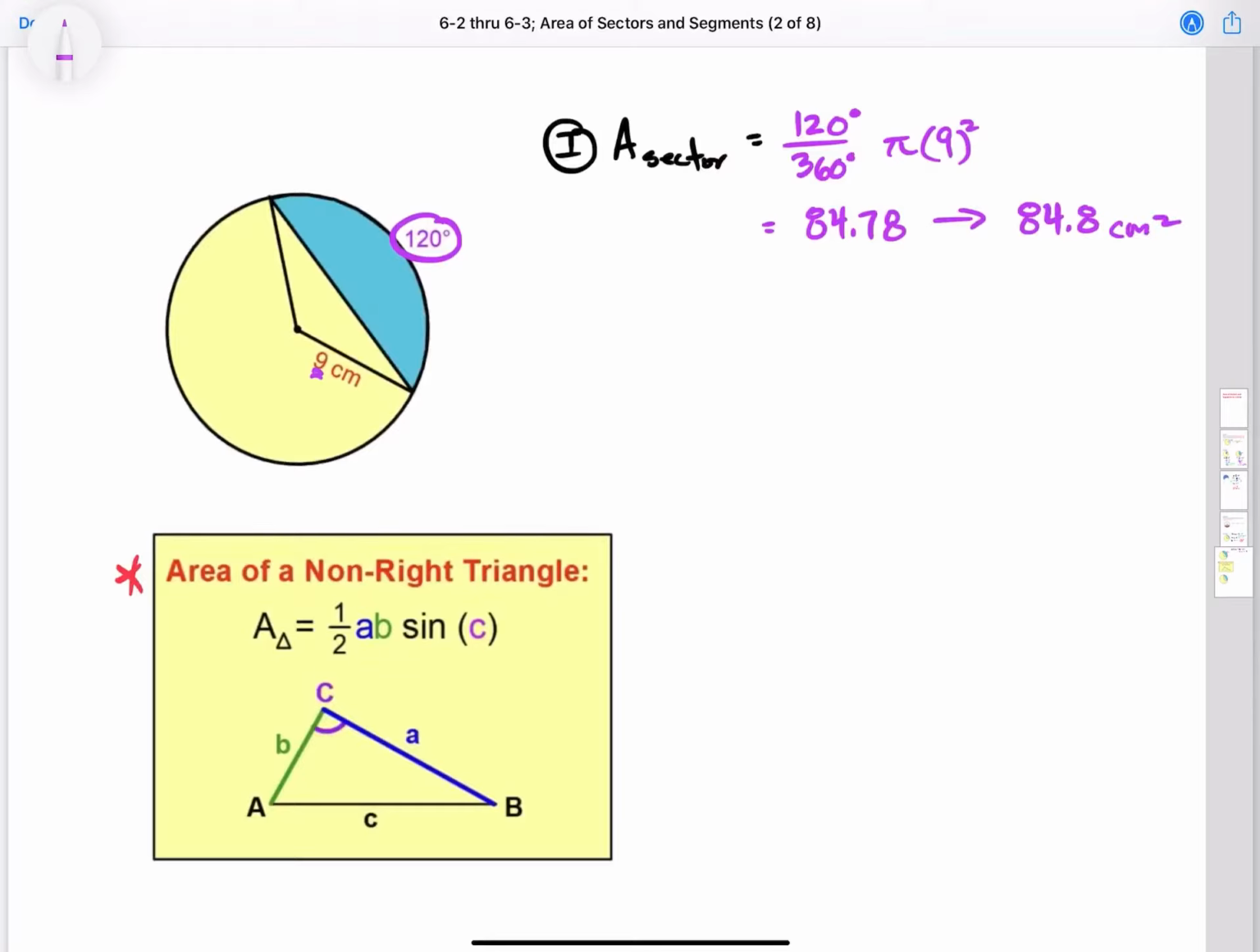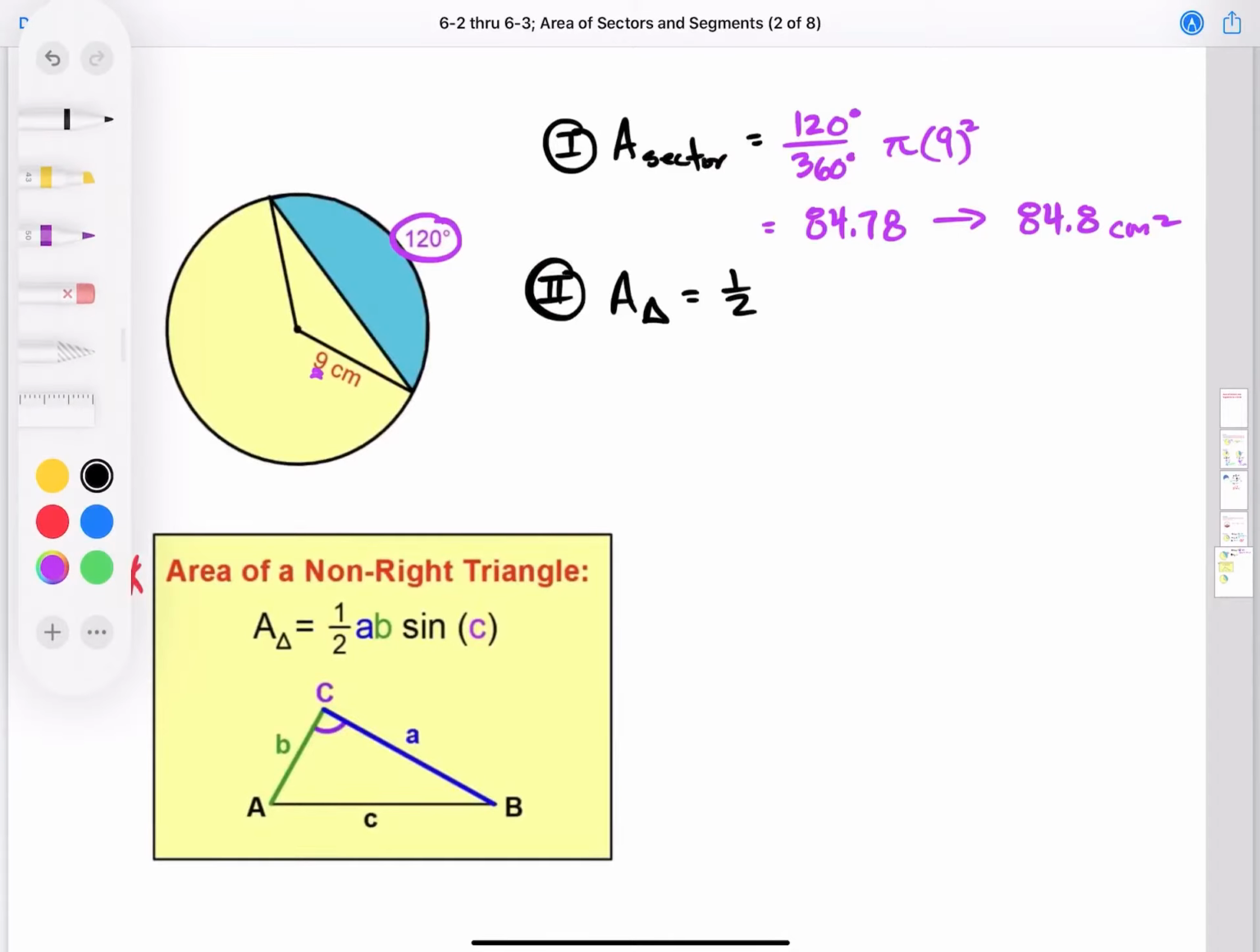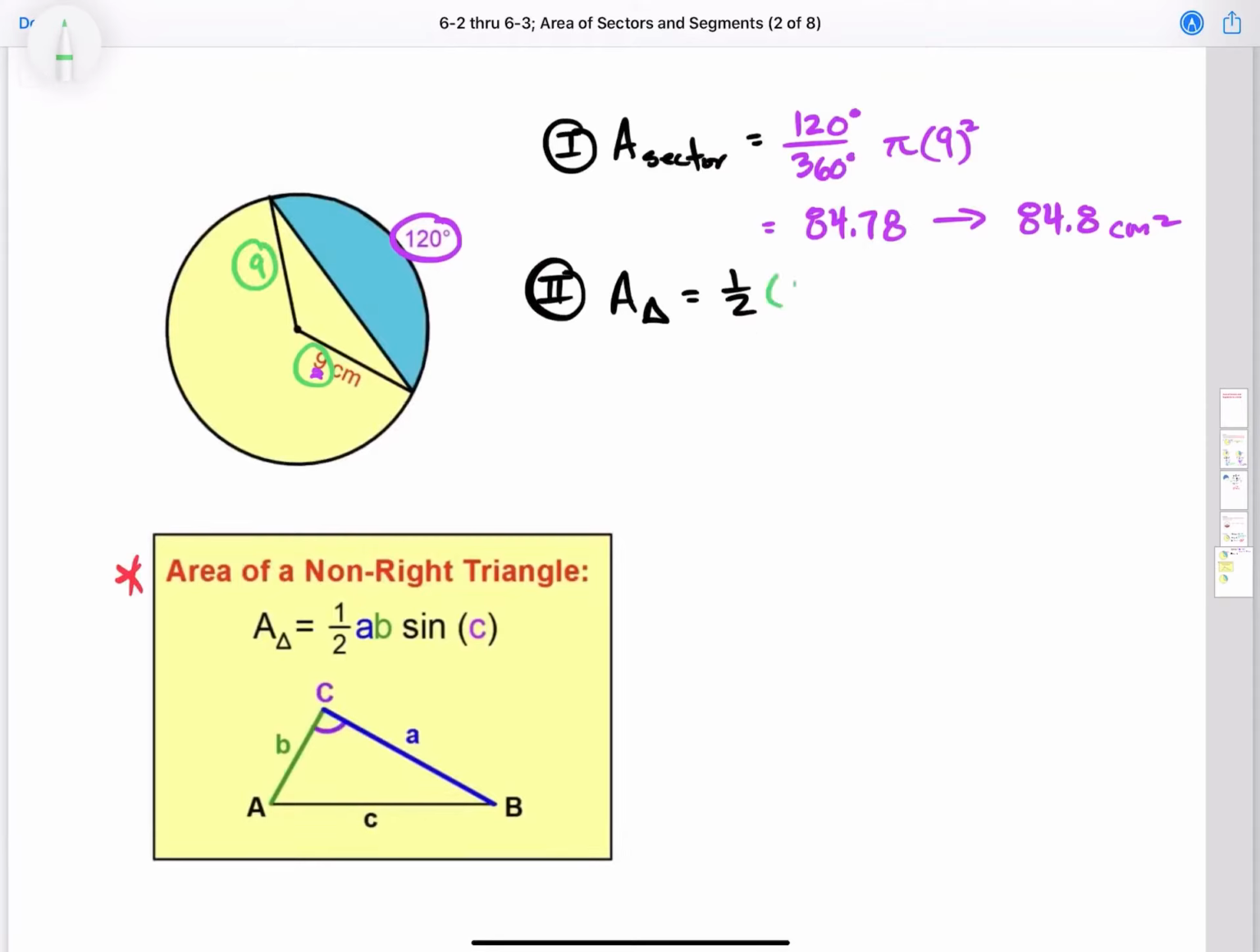I'm going to come back to that. We're going to find the area of our triangle now. To find the area of our triangle, we're going to use this formula that we see here. It says we're going to do 1/2 of A times B. In this particular case, A and B are always going to be our two radii, so we have 9 here and 9 here. That means 9 times 9, or you could do 9 squared. It's going to give you the same thing.